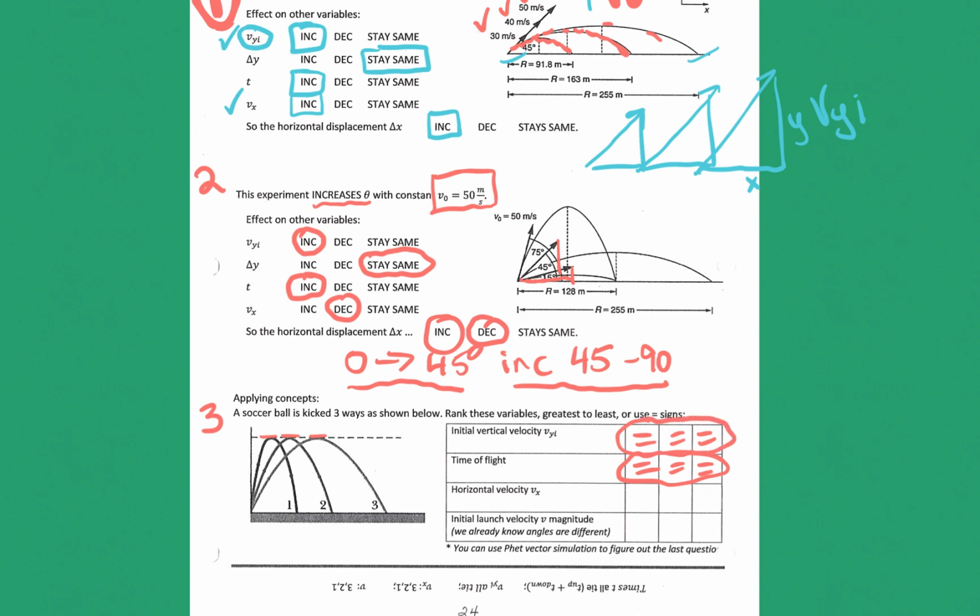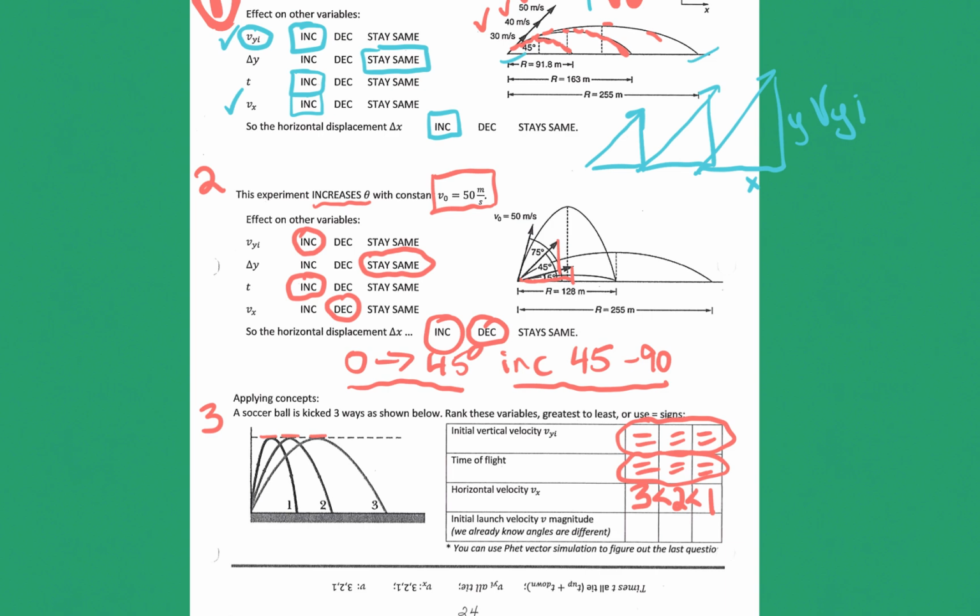So then what seems to be the difference? Why would 3 go farther? It's because this is the largest. If we were to rank them, 3 would have the largest, and then 2 would have the second largest, and then 1. So they're all equal for time and y component, but because 3 goes farther in the same amount of time, it must have a larger x component.